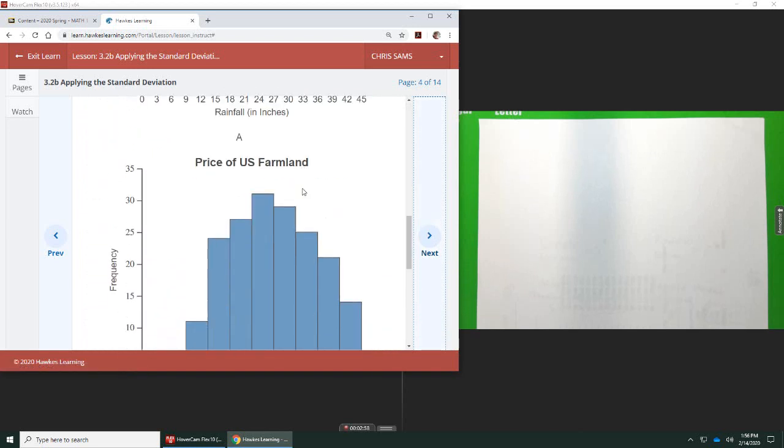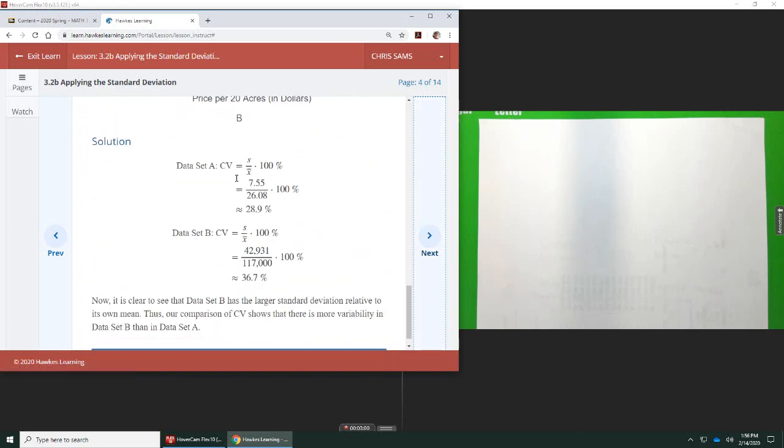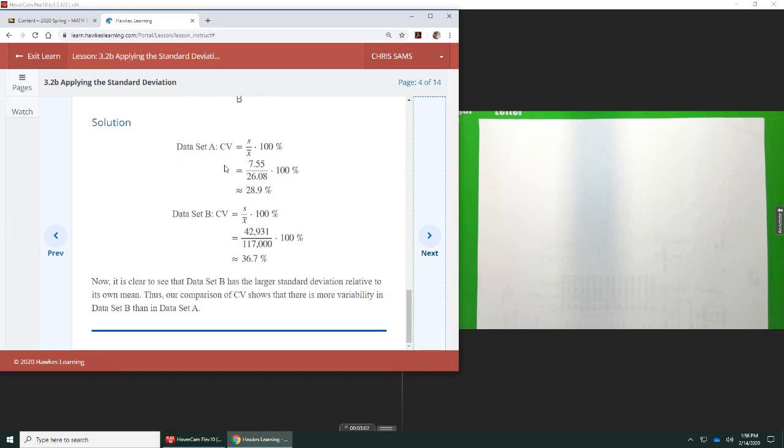Here's another example that they give, comparing spread. And they show you here that when you do the standard deviation, A has this percentage, B has this, and from this it says it's clear to see data B has a larger standard deviation relative to its own mean. So the comparison of coefficient of variation shows that there's more variability in data set B than A.